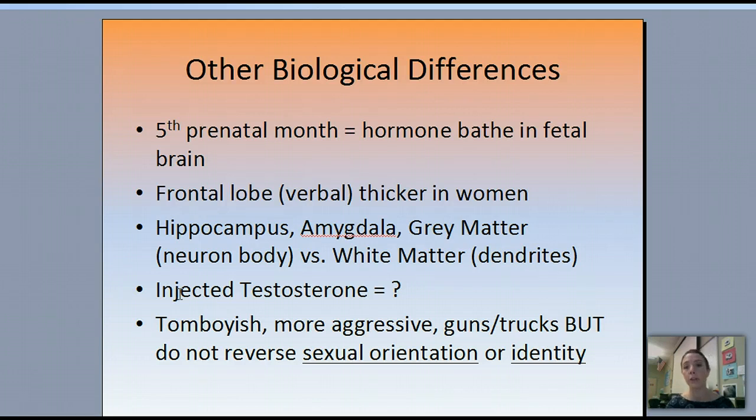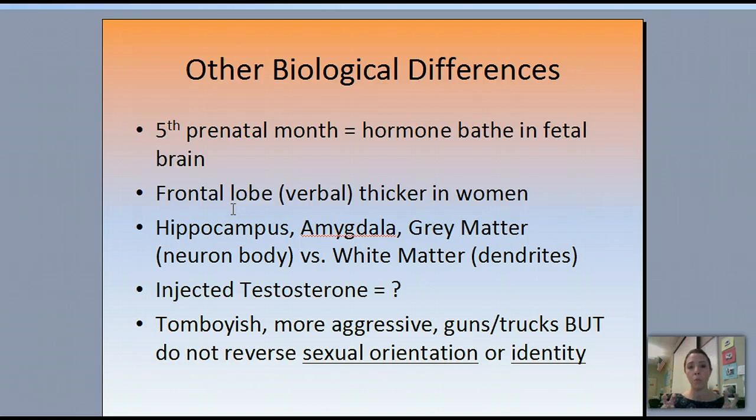Other biological differences that we found in males and females: going back up here, we found that the frontal lobe is much thicker in women. So the frontal lobe here, it's like verbal fluency, your language over here, has thicker or more connections. The hippocampus, so memory, the amygdala with emotions, and then gray matter versus white matter.